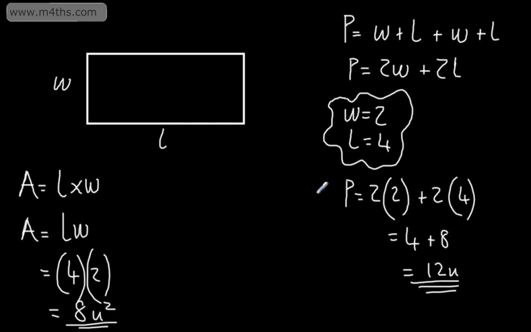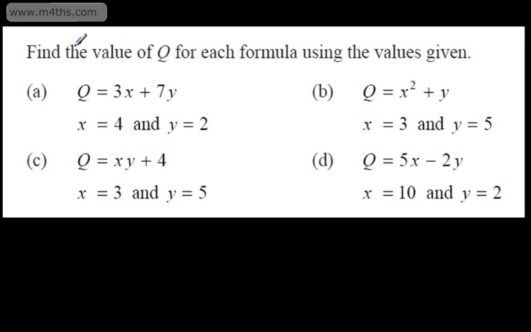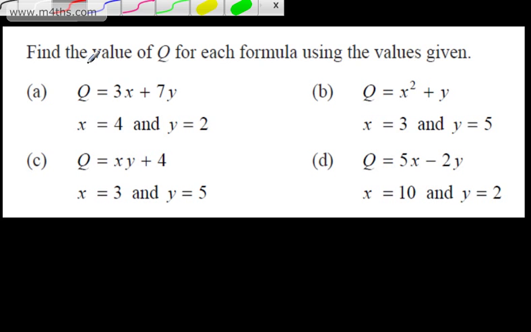In the video we're going to look at substituting into formulae, we're going to look at writing them, and we will also look at some functional questions. So let's start off. We're asked to find the value of Q for each formula using the values given. So let's go ahead, let's just section this off.